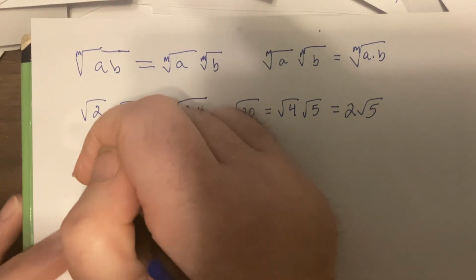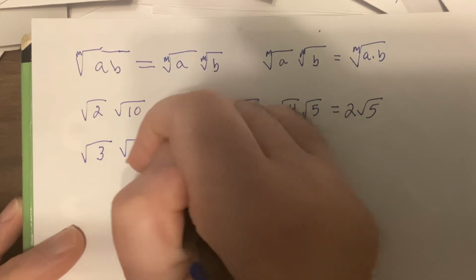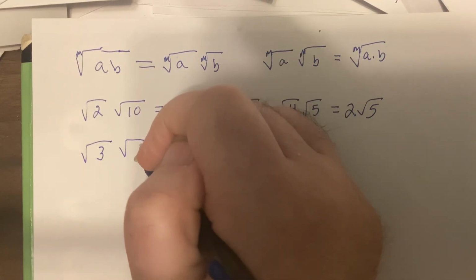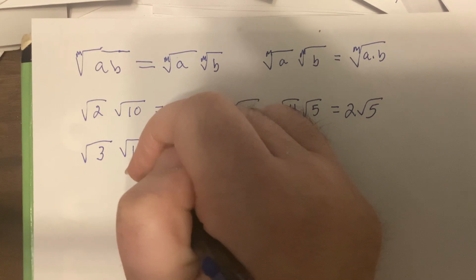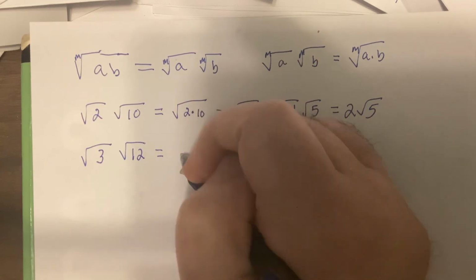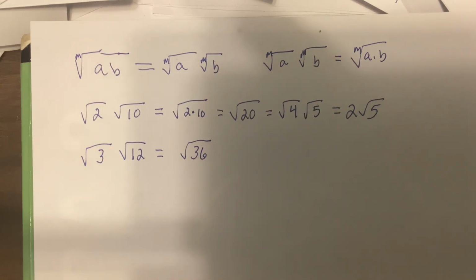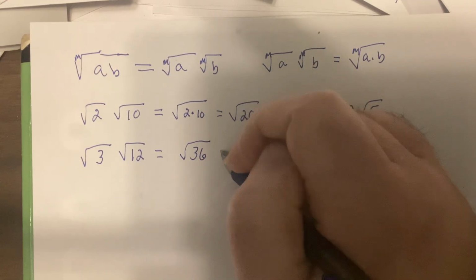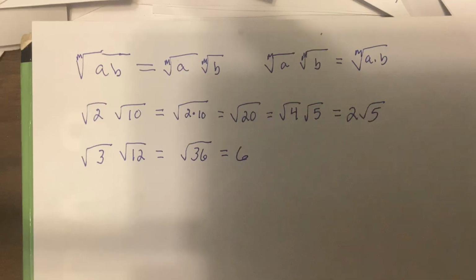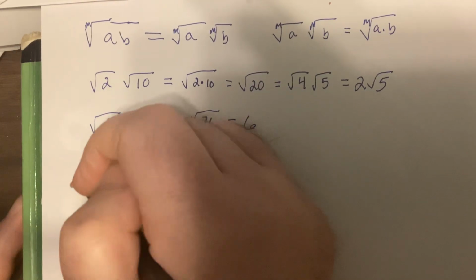So if I had a square root of 3 times square root of 12, I'd say, hey, that is the square root of 36. Hey, 36 is a perfect square, so that'd just be 6. Now I can expand a little bit on this.